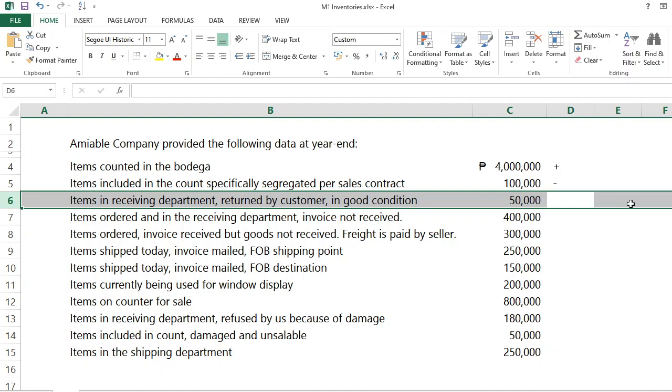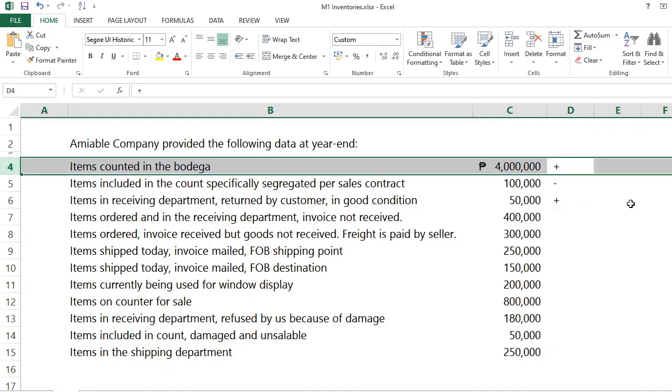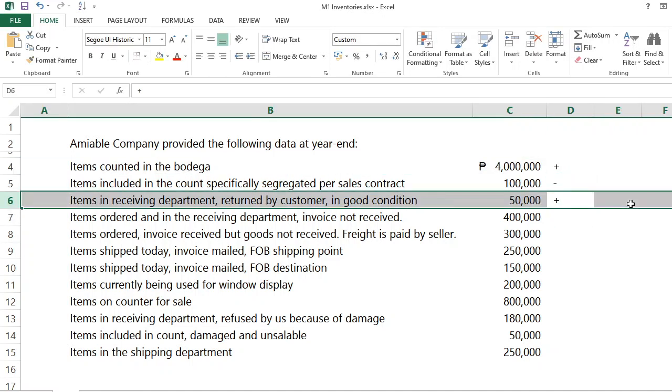So, ibig sabihin, pwede pang ibenta ulit. Di natin alam bakit niya ni-return. Siguro sobra itong ipadala or dili day to ma-OE hang ipalit, kaya niya binalik. So, i-add mo na lang din. Ma'am, dili pa dahil siya appeal diri sa 4 million. Hindi pa. Andito pa nga siya sa receiving department. Wala pa sa bodega. Okay?